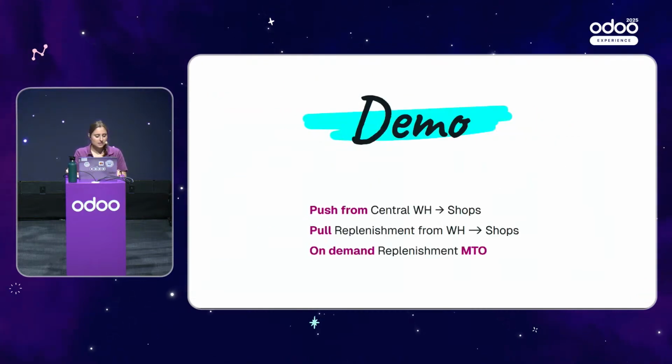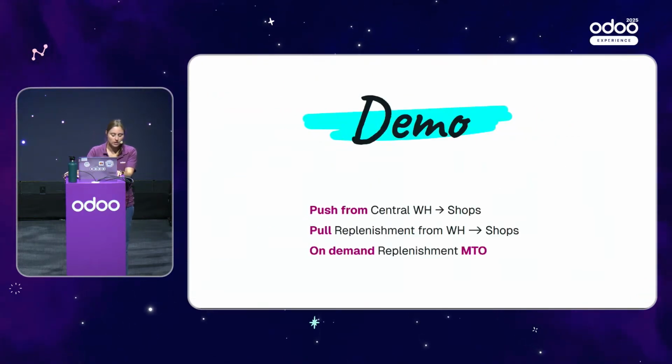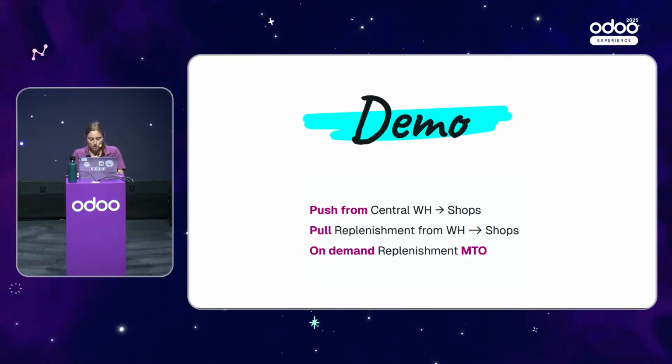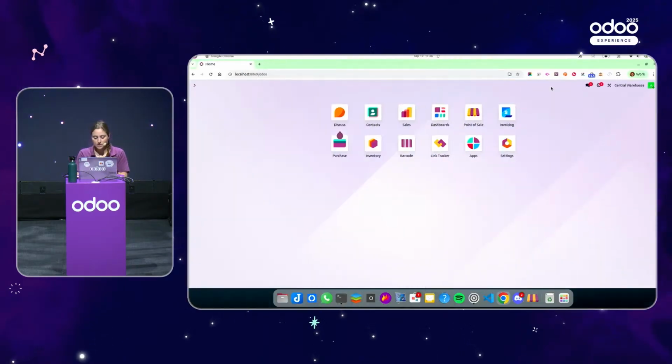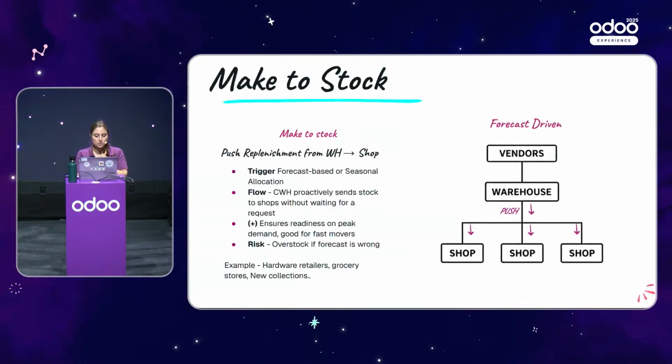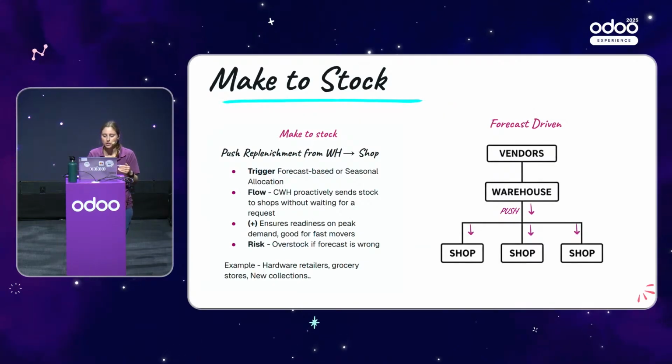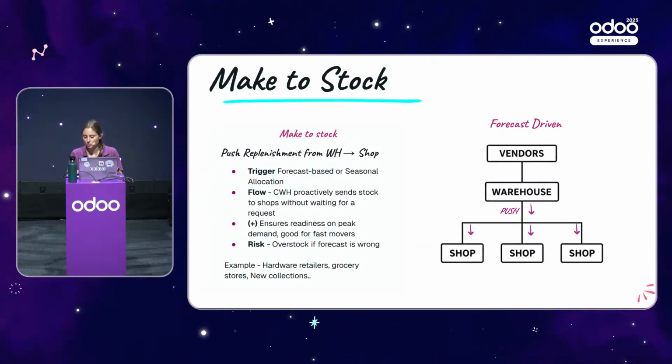So let's get into how Odoo handles this. Let's go ahead in the database. We'll first explore the make to stock model, the one where the central warehouse is going to push the stock to the shops.